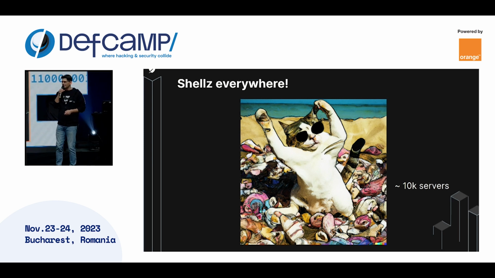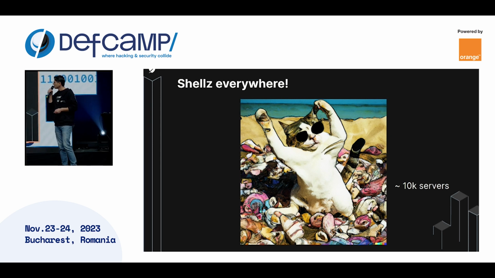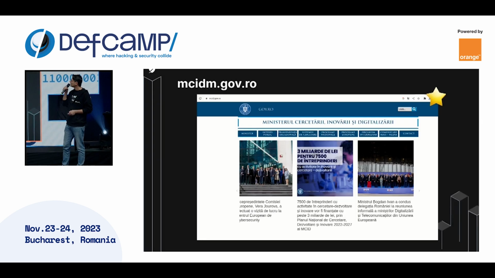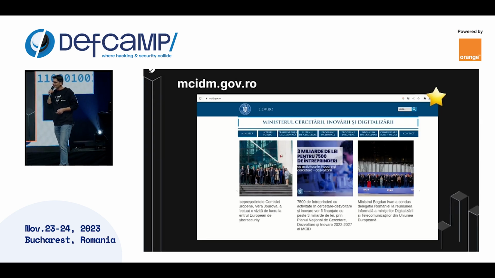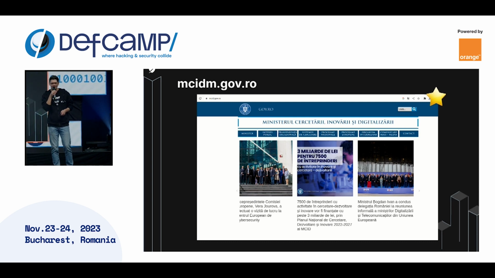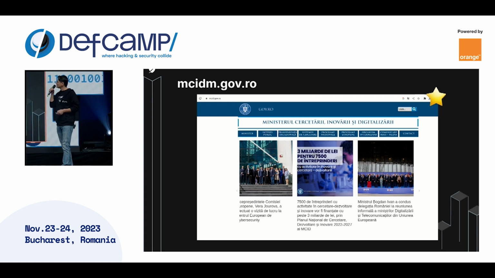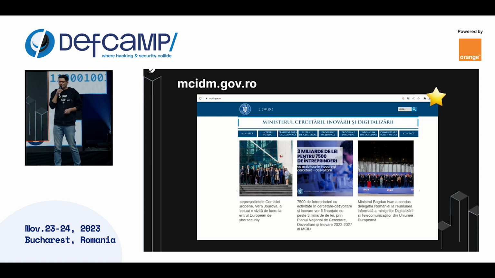After that, he started digging through the data to see what he discovered. And he found out that one of them was interesting. Why? Because it belonged to a government entity, specifically one of the Romanian government, basically the Ministerul Cercetării, Inovării și Digitalizării, whatever that is. But it was interesting because it was a Gov website.